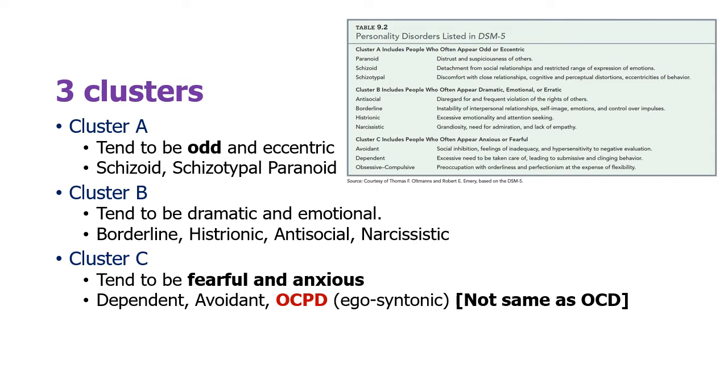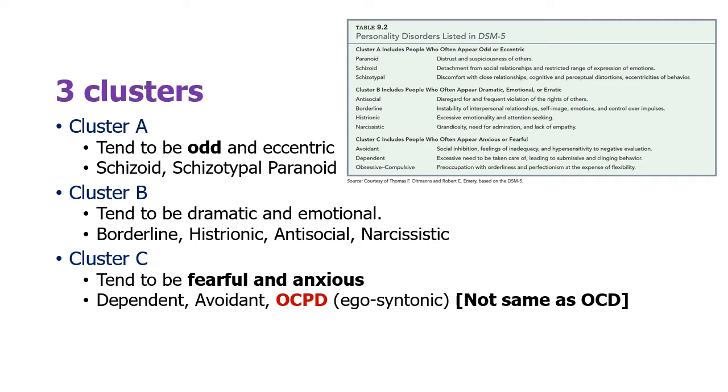Now for cluster C, these individuals are fearful and anxious. So individuals with dependent personality disorder need to be taken care of. This leads to submissive behavior, and I think submissive as they're scared of things, so they're submitting. That's how I remember dependent. Avoidant, they're fearful, so they avoid things. And then OCPD I consider as the anxious characteristic.